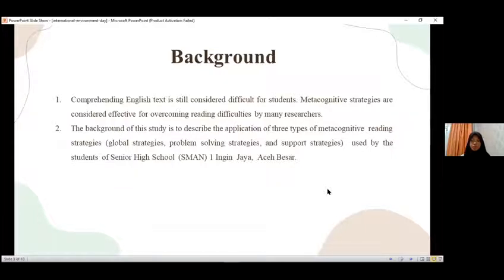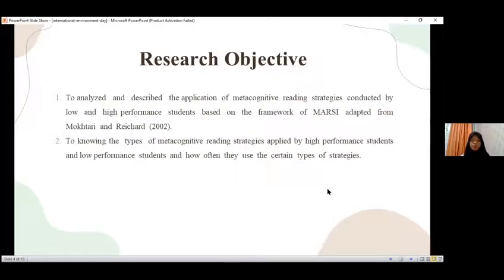Research objective. The objective of this study is to describe the application of three types of metacognitive reading strategies: global strategies, problem-solving strategies, and support strategies, used by the students of senior high school SMAN 1 Ingin Jaya Aceh Besar.